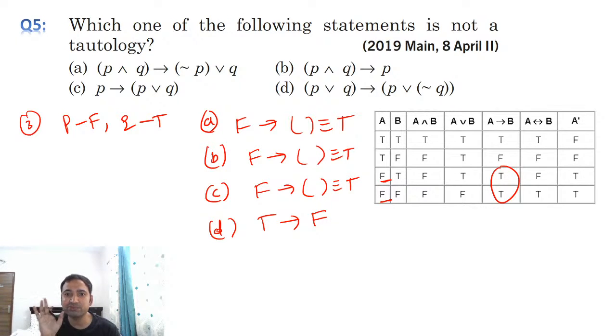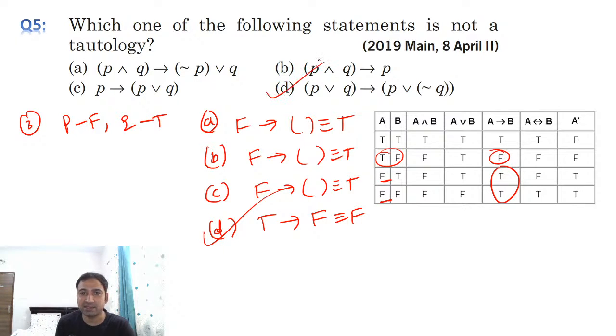False or false we are getting, guys. False or false is false, and true implies false is false. So this is what we are getting, guys. False we are getting it. So option D is correct. Option D is sometimes true, sometimes false, but the remaining options are always true. So we can say that option D is the correct answer.